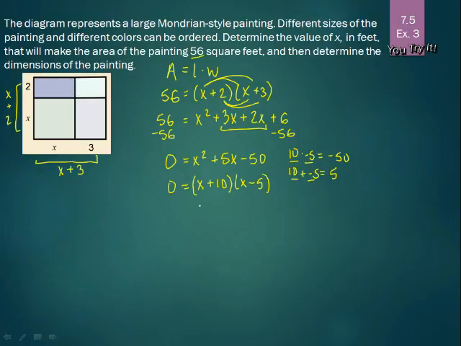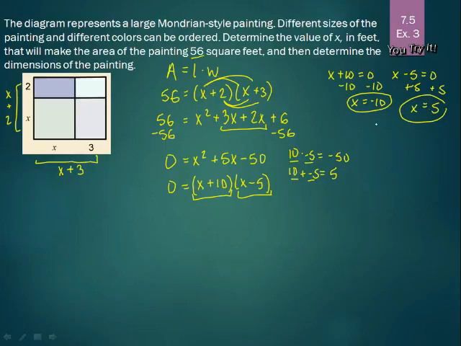And so what that means is that either x plus 10 has to equal 0 or x minus 5 has to equal 0. Solving for x, we subtract 10 on each side, and so we get x equals negative 10, or x minus 5 equals 0, we add a 5 to each side, so we get x equals 5. Those are two solutions to this equation.